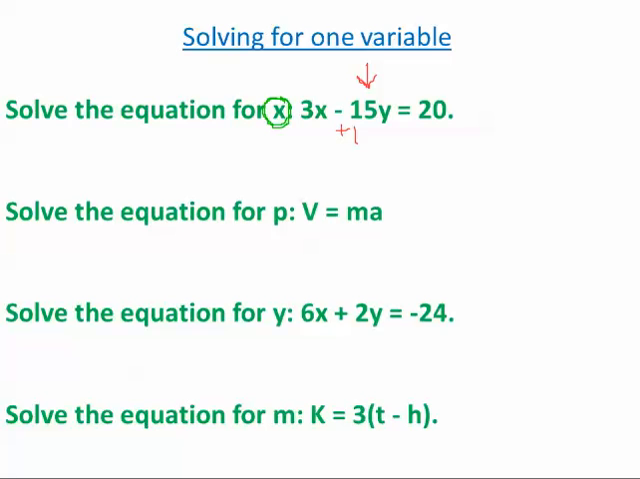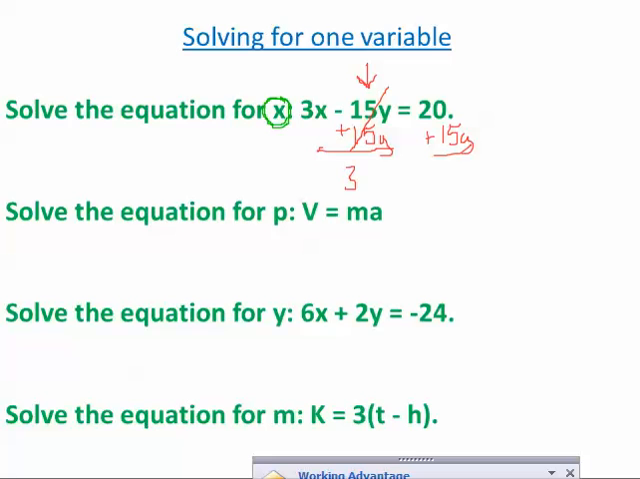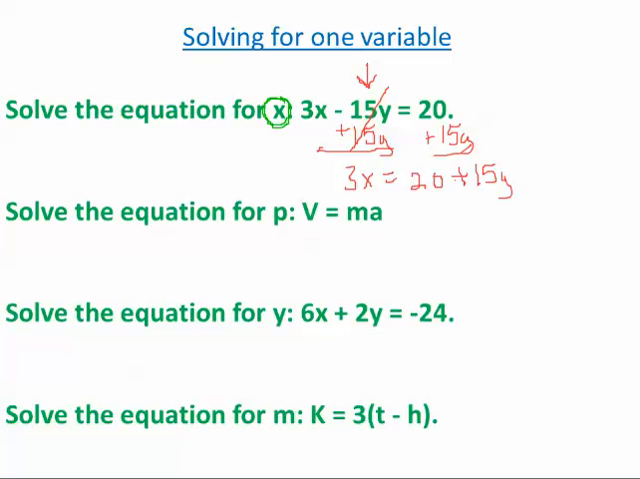So what if I add 15y to both sides? Do that over here. And the reason I'm doing it is I'm trying to get the x by itself, right? So I need to get rid of this, and I have it down to where I now have 3x. Now be careful over here. I can't add 20 and 15y. All I can really say is it's 20 plus 15y.